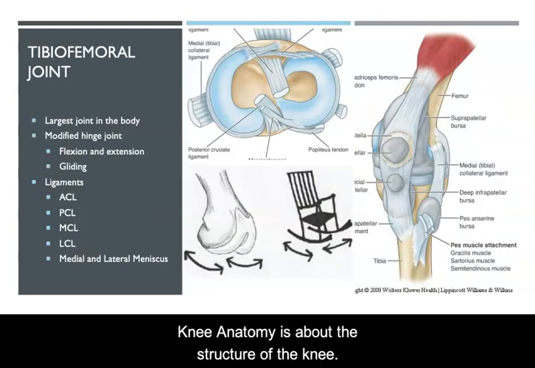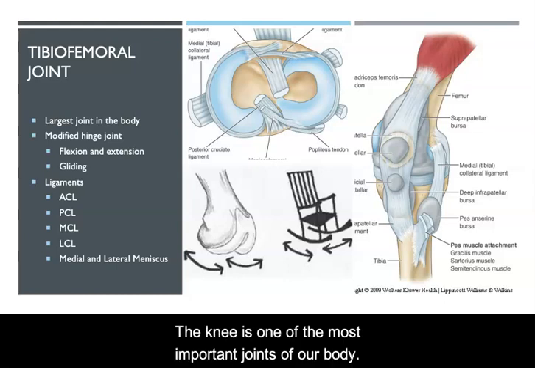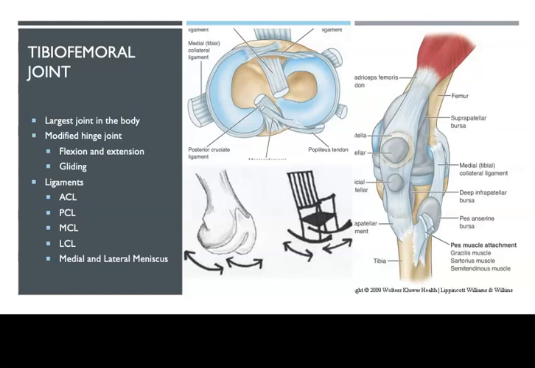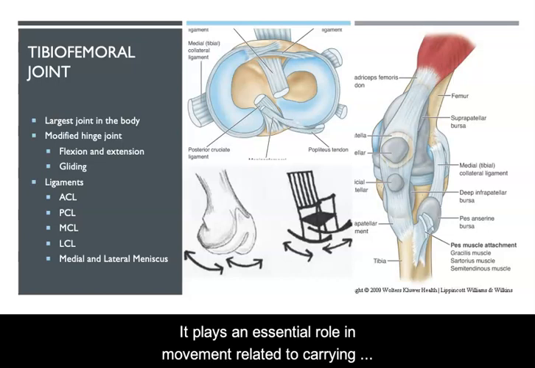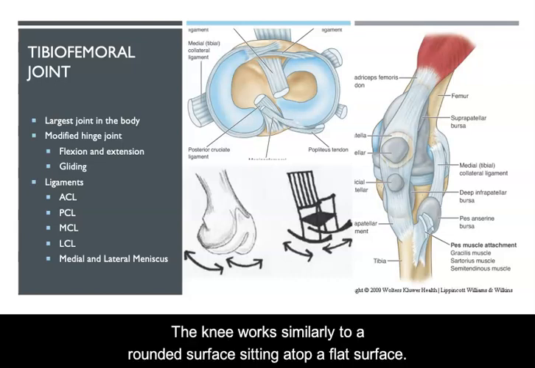Knee anatomy is about the structure of the knee. That is, the parts that make up the knee. The knee is one of the most important joints of our body. It plays an essential role in movement related to carrying the body weight in horizontal and vertical directions. The knee works similarly to a rounded surface sitting atop a flat surface.